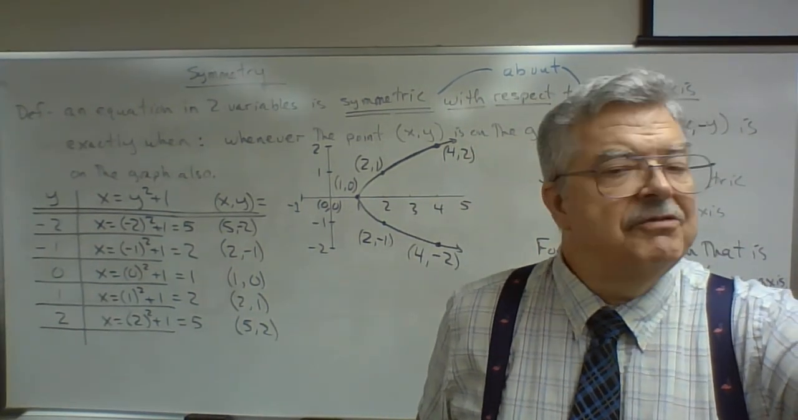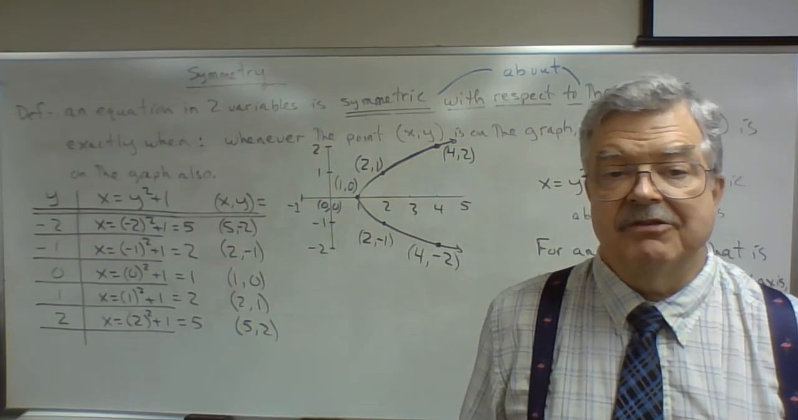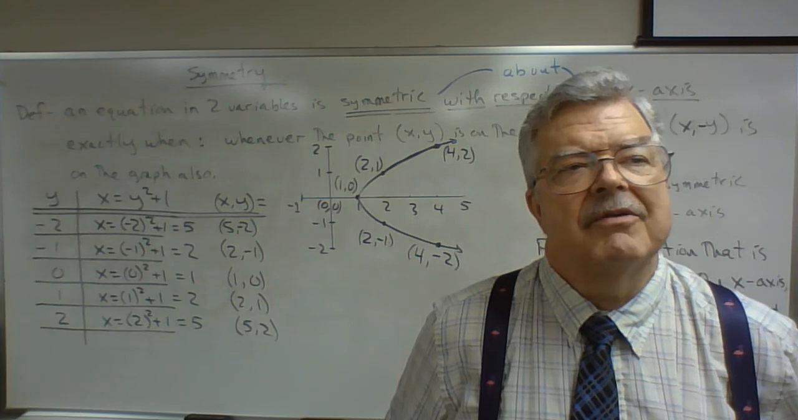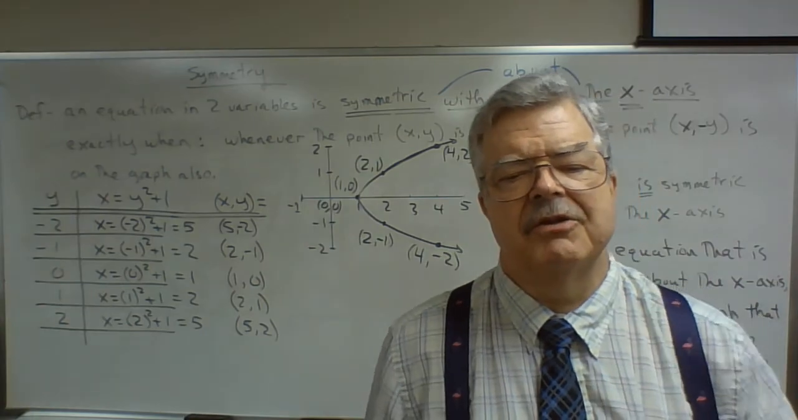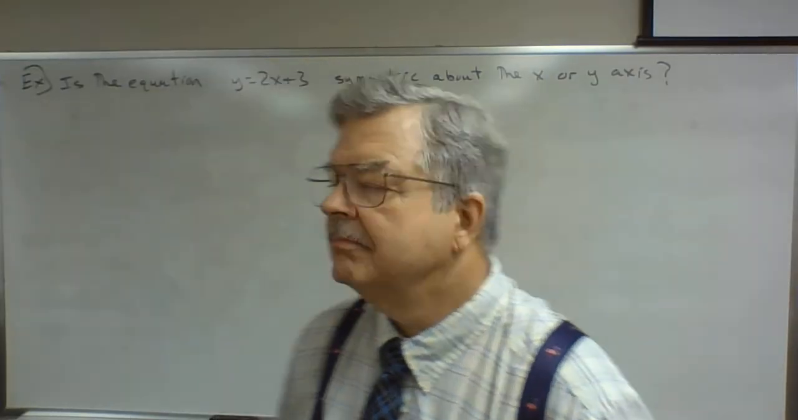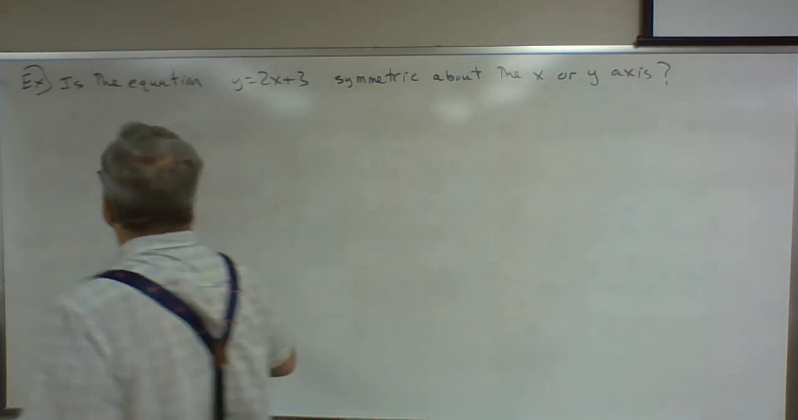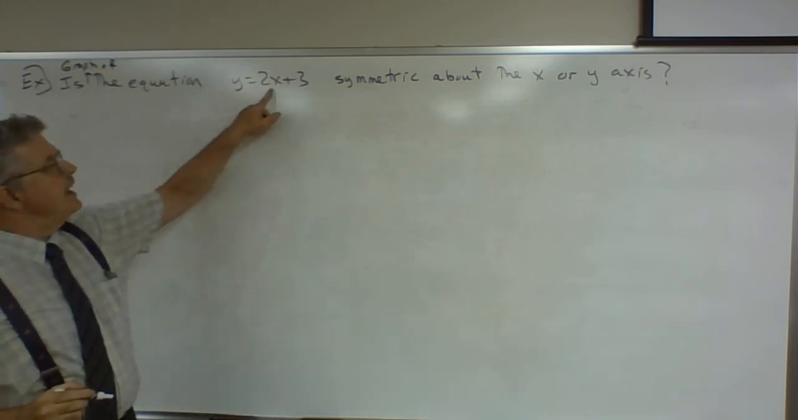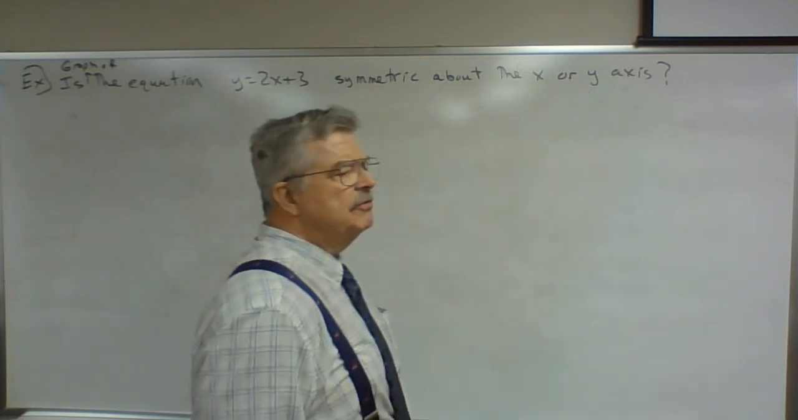And if one part of the graph is not the mirror image of the other, then it's not symmetric about an axis. On the other hand, we can determine if a graph is not symmetric about the x-axis by plugging in strategic values of x and y. Is the graph of this equation y equals 2x plus 3 symmetric about the x-axis or the y-axis?